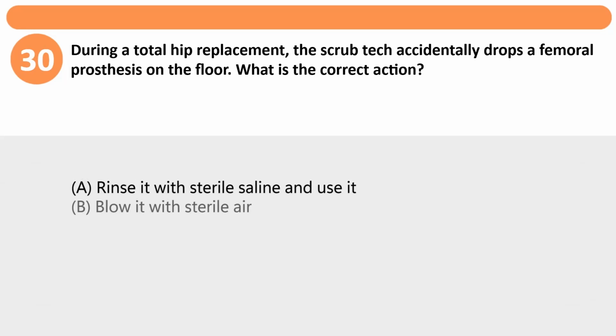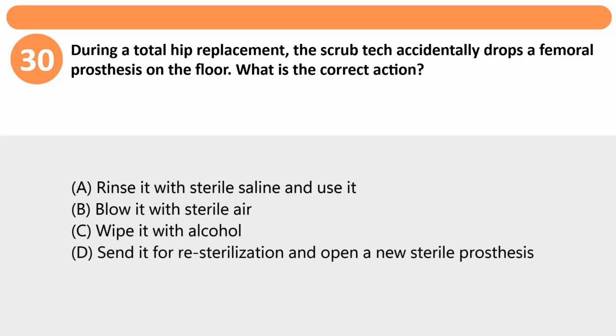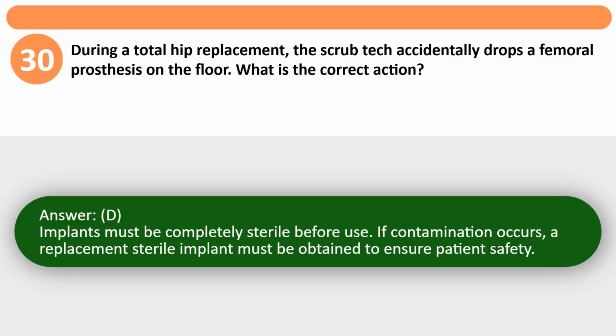During a total hip replacement, the scrub tech accidentally drops a femoral prosthesis on the floor. What is the correct action? A. Rinse it with sterile saline and use it. B. Blow it with sterile air. C. Wipe it with alcohol. D. Send it for re-sterilization and open a new sterile prosthesis. Answer, D. Implants must be completely sterile before use. If contamination occurs, a replacement sterile implant must be obtained to ensure patient safety.